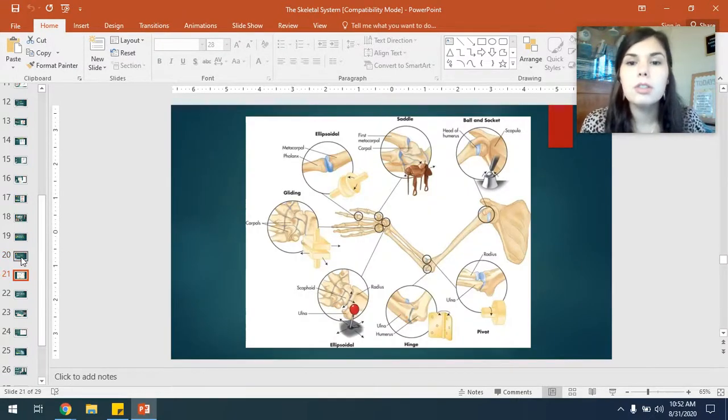Here's an image to show you what each of those joints looks like, so you can pause here and look at that if you would like. You do have two joints on this page that we did not talk about, which are saddle joints and ellipsoidal joints, but you do not need to know those for this class. But if you were to take an anatomy class in the future, you would learn more about those.